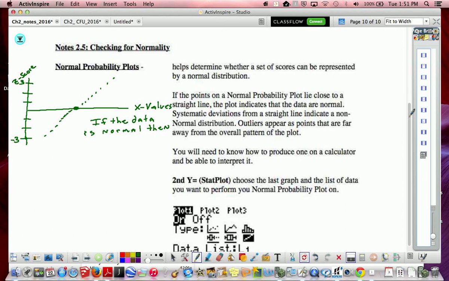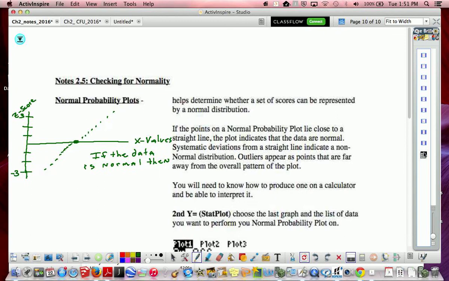Is this already down to the very bottom? That's interesting. Hang on here for a second. Sometimes this gets a little glitchy.